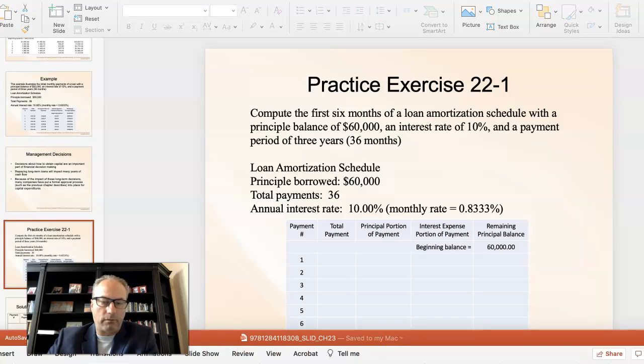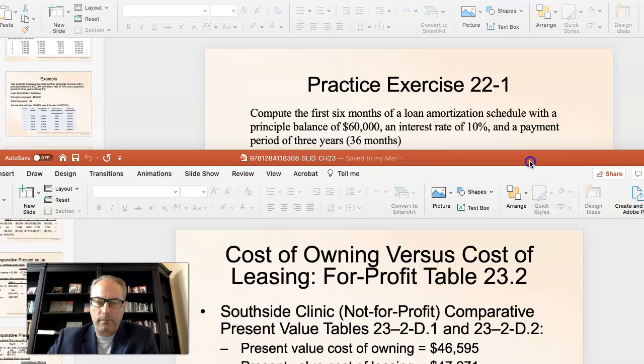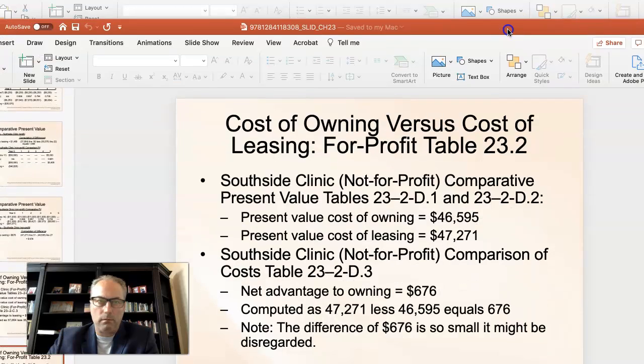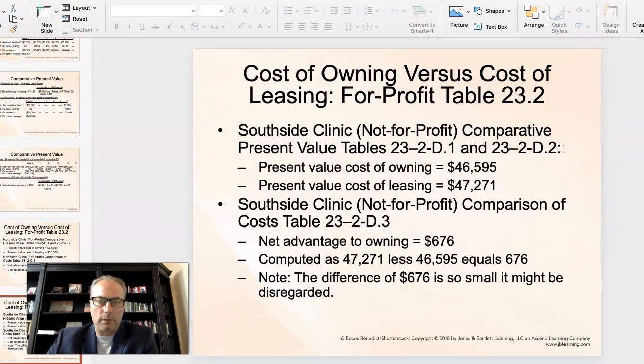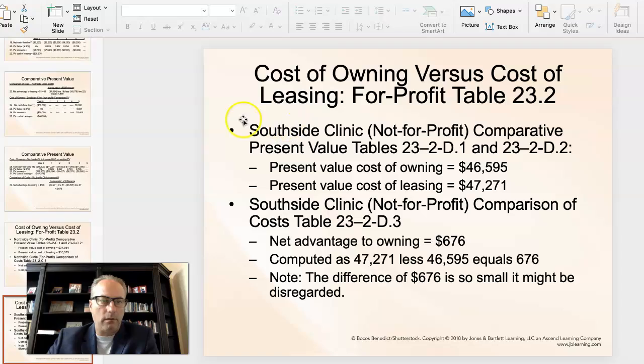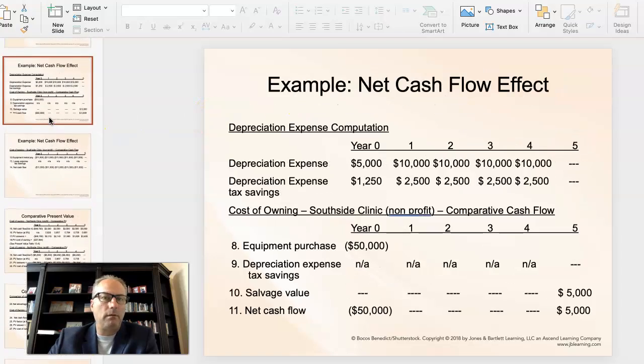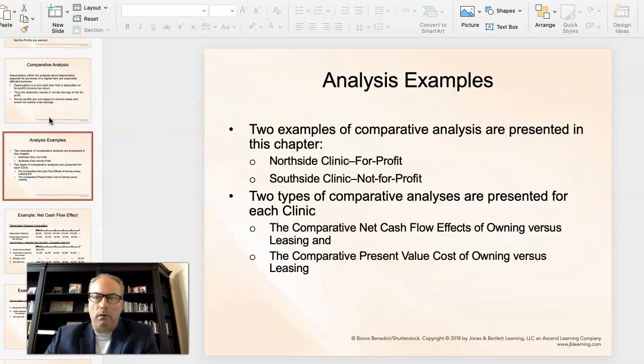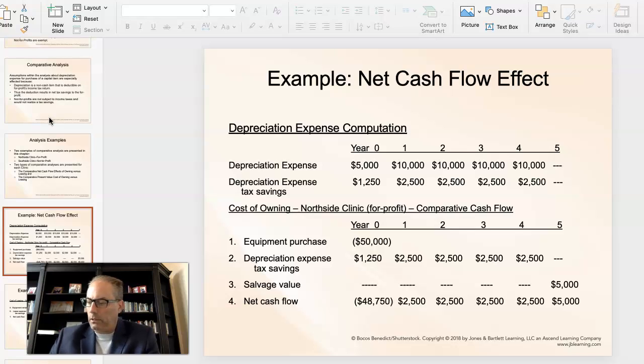Okay, the next that we had was chapter 23. So let's walk through chapter 23 a little bit here. Okay, so here in chapter 23, we're looking at the north side clinic and the south side clinic, and we're looking at purchase versus lease. And there's some information I think that's provided in your text. Actually, I know there is. I'll get to that.